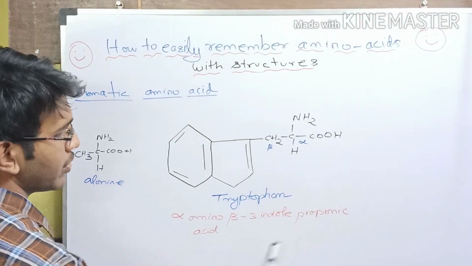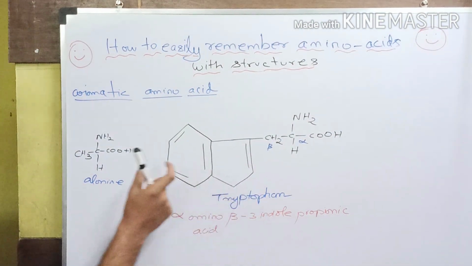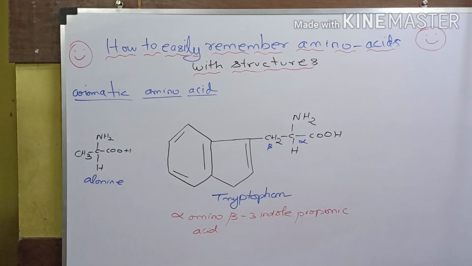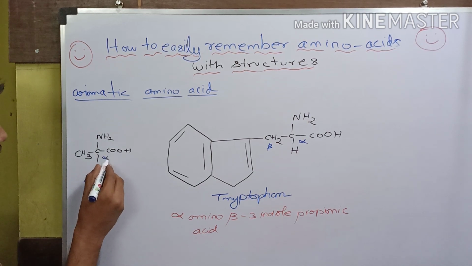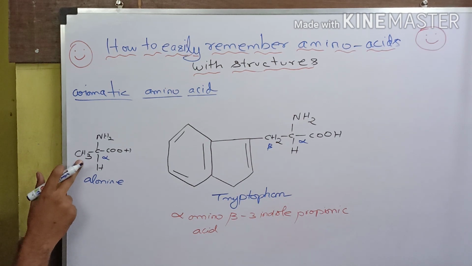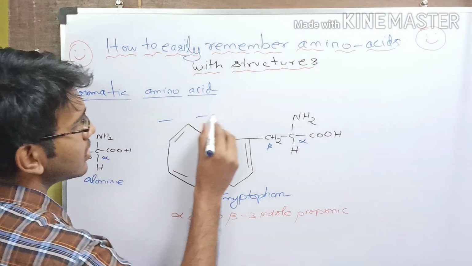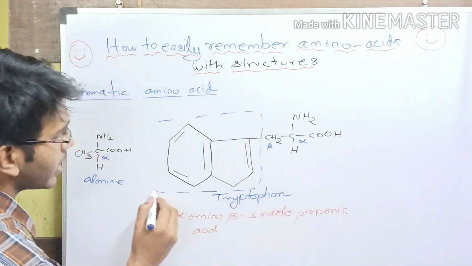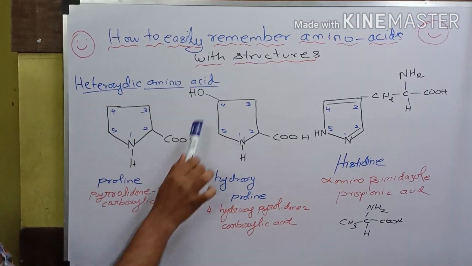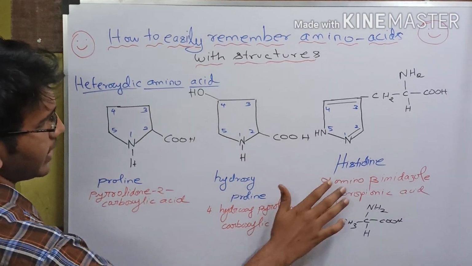Structure of tryptophan amino acid. We are going to study this structure based on the structure of alanine. Alanine has a methyl group attached to the alpha carbon. In the beta carbon, there are 3 hydrogen atoms attached. By replacing one of the 3 hydrogen atoms with this group, we will get the molecule of tryptophan amino acid. Heterocyclic amino acids include proline, hydroxyproline, and histidine.